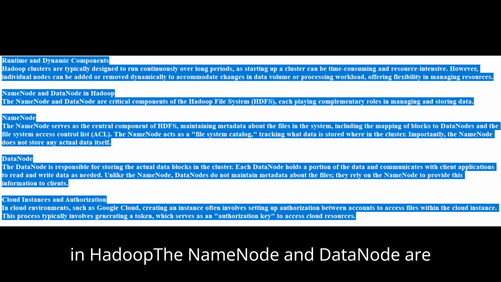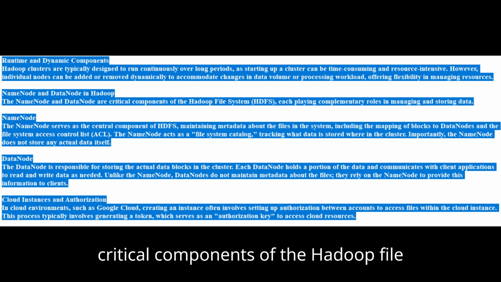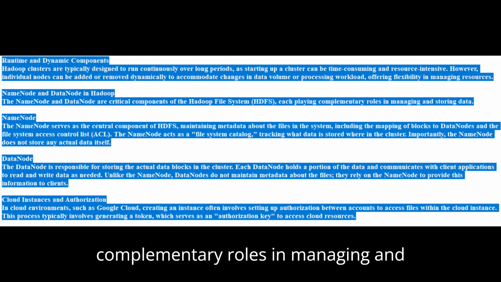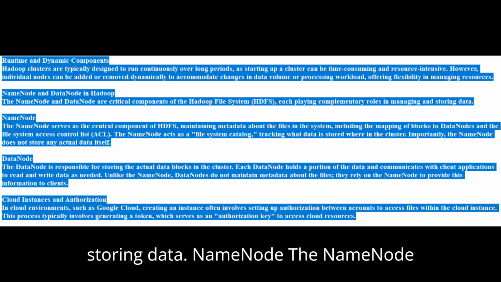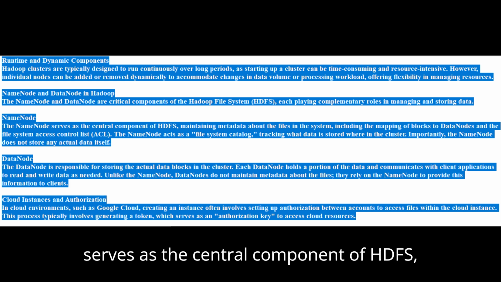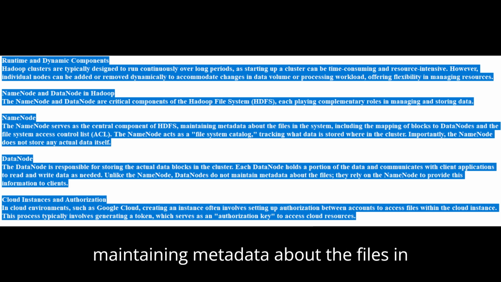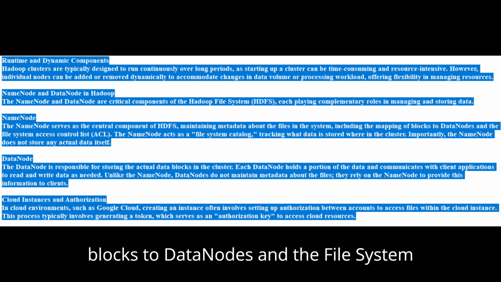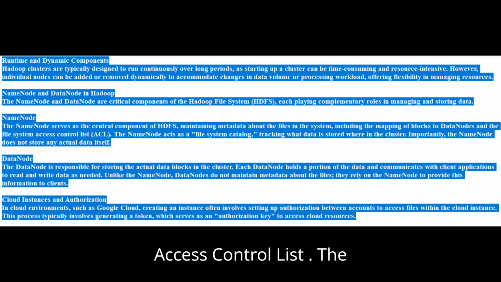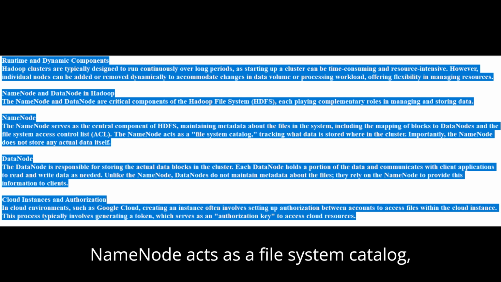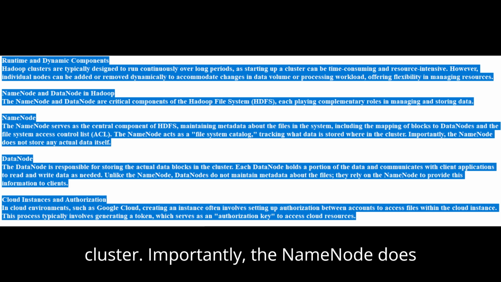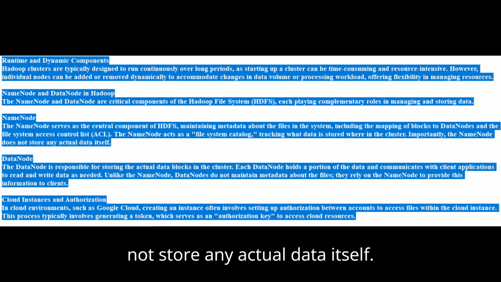Namenode and datanode in Hadoop. The namenode and datanode are critical components of the Hadoop file system, HDFS, each playing complementary roles in managing and storing data. Namenode. The namenode serves as the central component of HDFS, maintaining metadata about the files in the system, including the mapping of blocks to datanodes and the File System Access Control List, ACL. The namenode acts as a file system catalog, tracking what data is stored where in the cluster. Importantly, the namenode does not store any actual data itself.